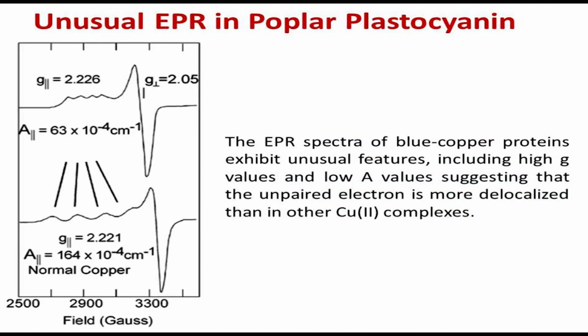If you look at the EPR spectra of this copper 2 center, you see that in normal copper, A parallel is very large, 164 times 10 to the power minus 4 centimeter inverse. In contrast, in the blue copper protein, it is only 63 times 10 to the power minus 4 centimeter inverse. So, the EPR spectra of blue copper proteins exhibit unusual features, including high g values and low A values, suggesting that the unpaired electron is more delocalized than in other copper 2 centers.